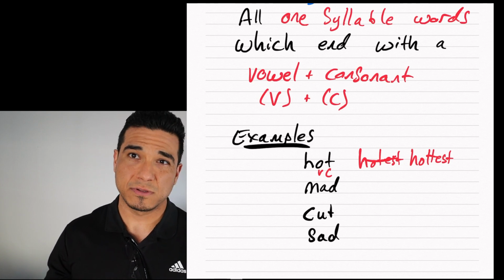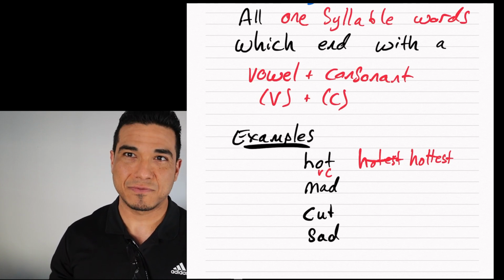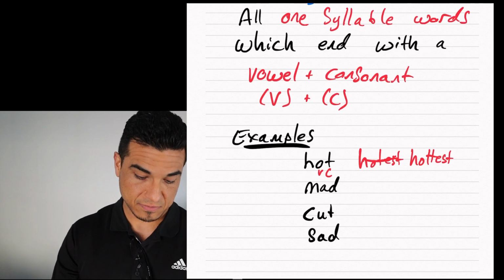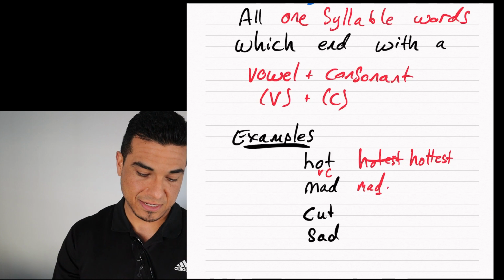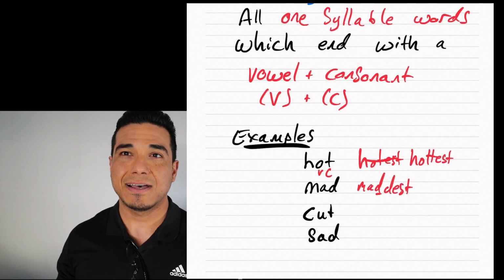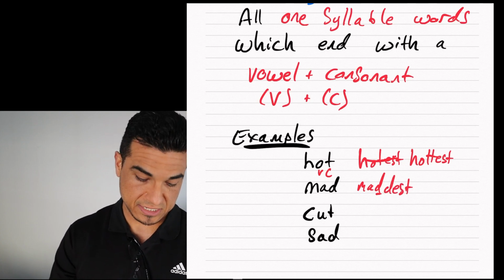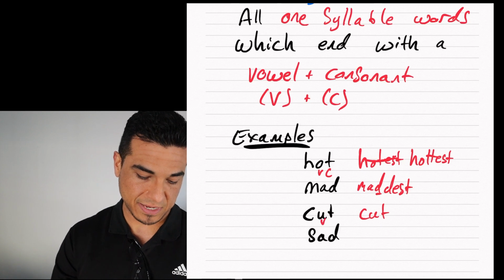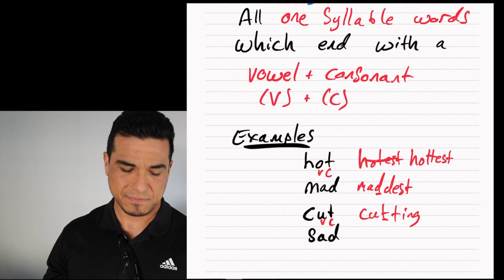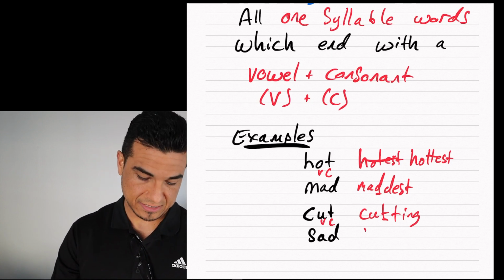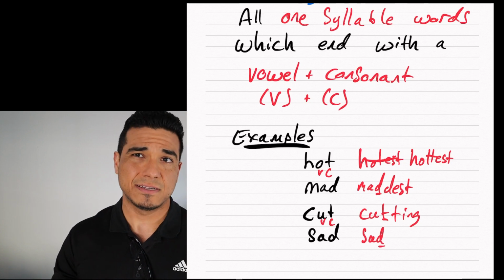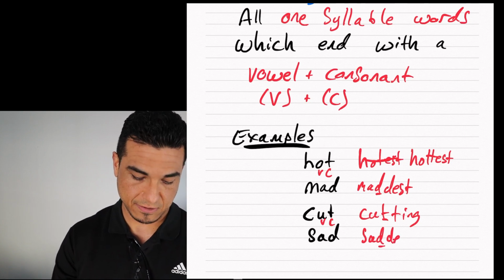Mad, same thing. I'm going to go with the superlative since it seems to be easiest for me right now. Mad, M-A-D, there's my consonant. I do need to double it, maddest. Cut, we'll do a verb. C-U-T, so I've got my vowel, my consonant, got to double it, so cutting. And then sad, we can do sadder, we'll do a comparative. So S-A-D, consonant, need to double it, D-E-R.